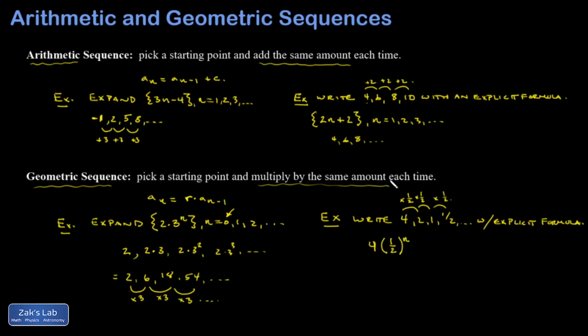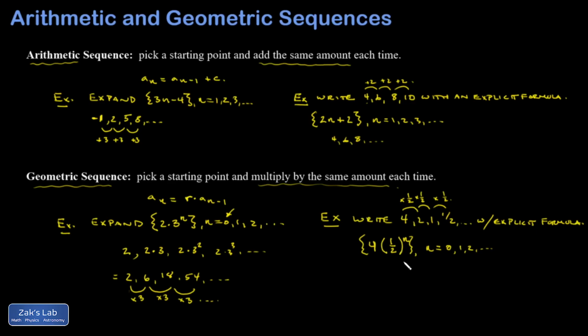So if I plug in n equals 0, I would just get 4. If I plug in n equals 1, I get 4 times 1/2, which is 2. Plug in n equals 2, I get 4 times 1/4, which is 1, and so on. And that works. But frequently you'll be expected to rephrase something like this so that it starts from n equals 1, so that we're just dealing with the positive integers.